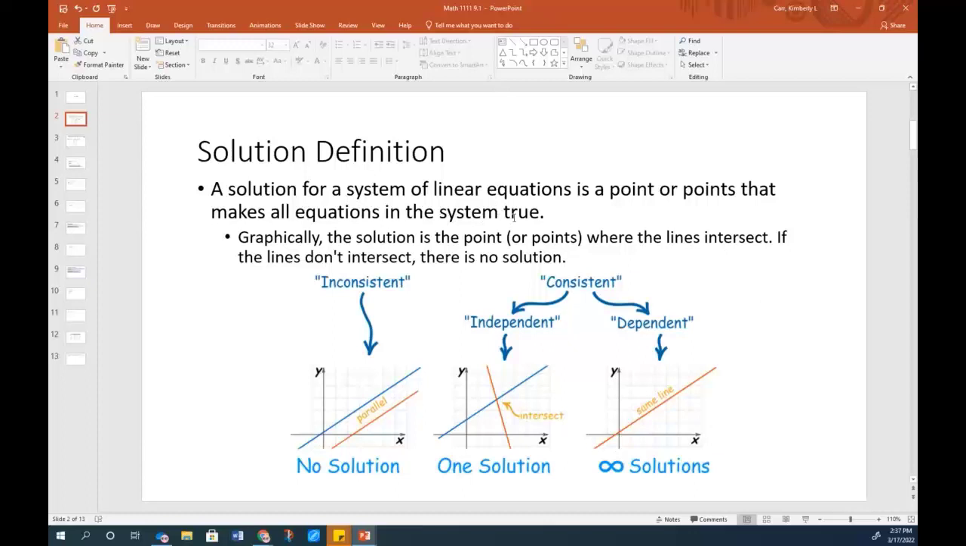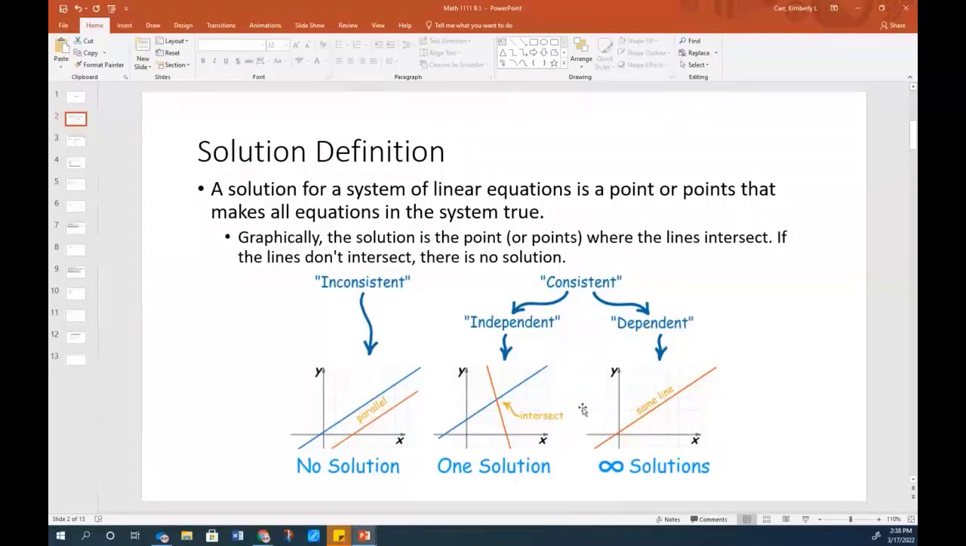So a solution for a system is a point or points that make the equations in the system true. Just like a solution for a single equation has to make that one equation true. If it's a solution for a system, it has to make them both true. So when you're looking at a graph, the solution is the point or points where the lines intersect, and if they don't intersect, there's no solution.